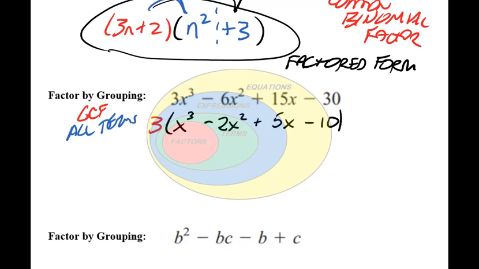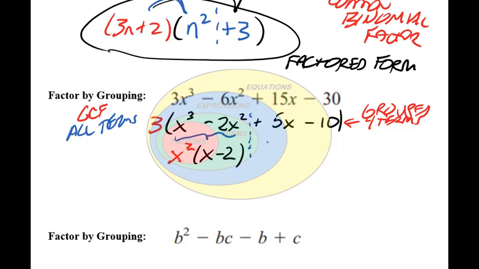But now we want to look for binomial factors. Our grouped factor has 4 terms, so maybe we can look for binomial factors in that. Again, we're going to group the first two terms together. They have a common factor of x squared, and what's left if I factor out an x squared would be x minus 2. The next two terms have a common factor of 5, and what's left is an x minus 2. Again, this is a plus between those two terms.